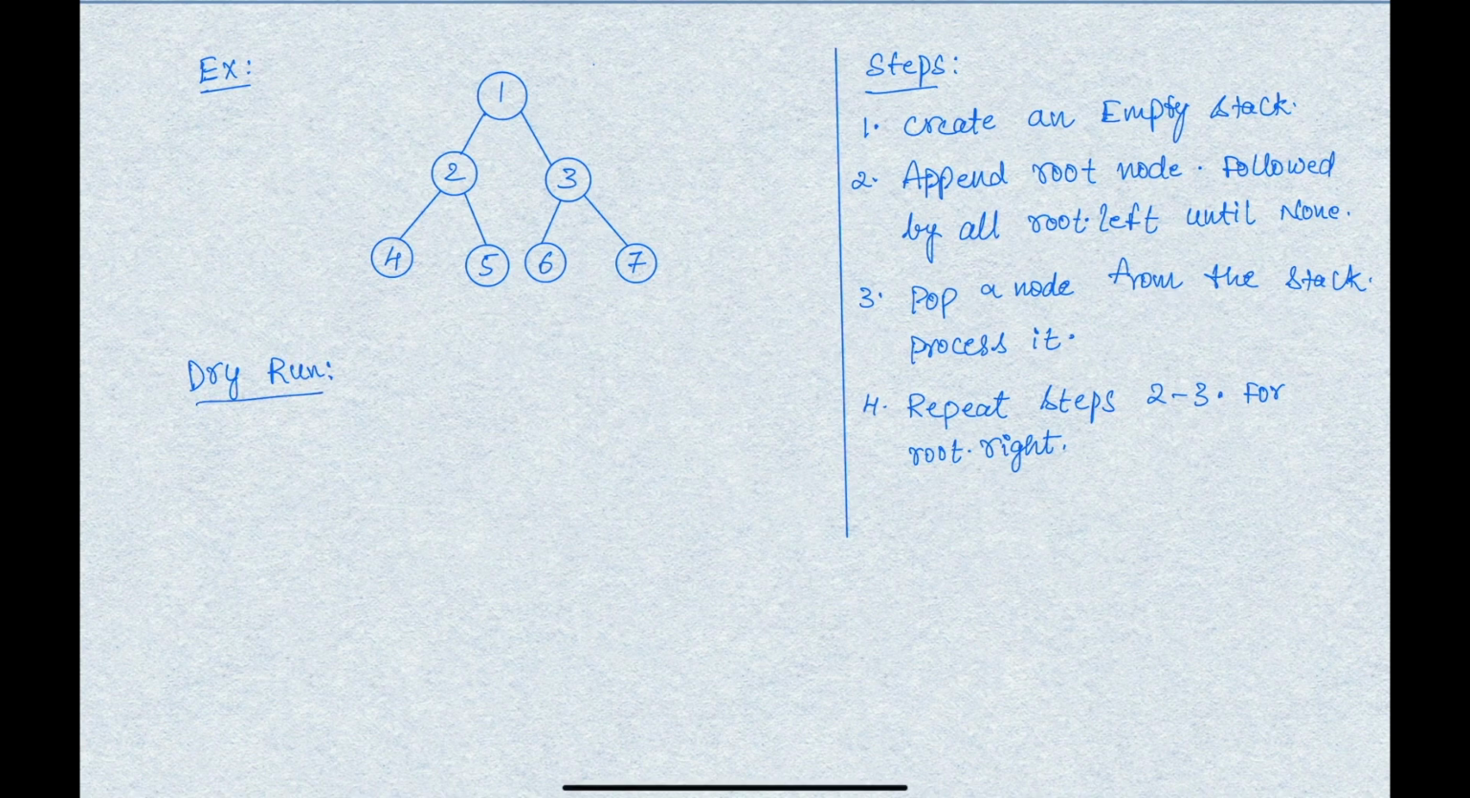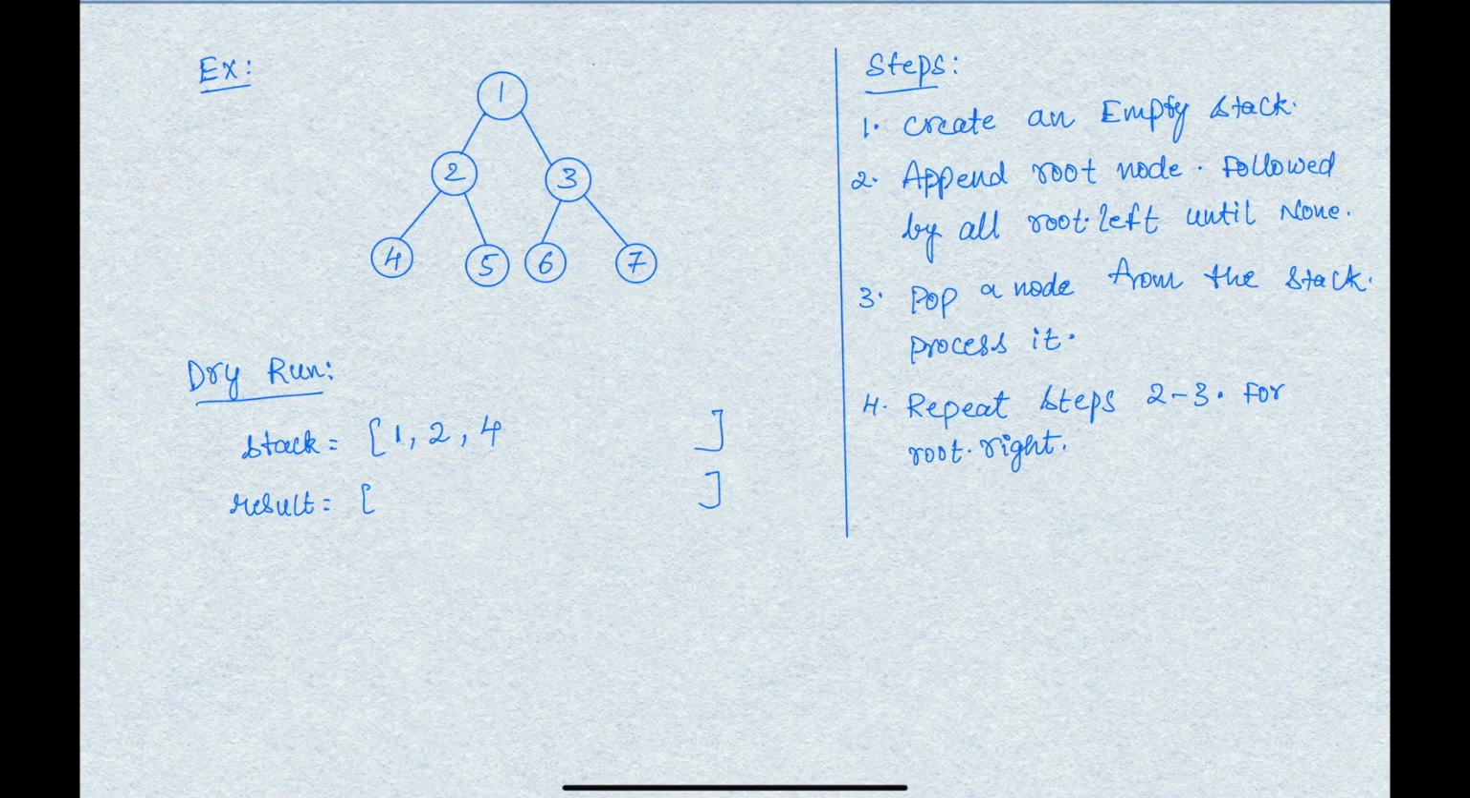Initially we are going to create an empty stack. We are going to name it stack. Stack is going to be empty. And we are going to store our inorder traversal result in the result. So that is also going to be an empty list. The second step is to append the root node followed by all root.left until none. So first we are going to append 1 to this stack. Then we are going to append all the root.left until it is none. So we are going to append 2 followed by 4. Then the root.left is none, so we are not going to append anything to this stack.